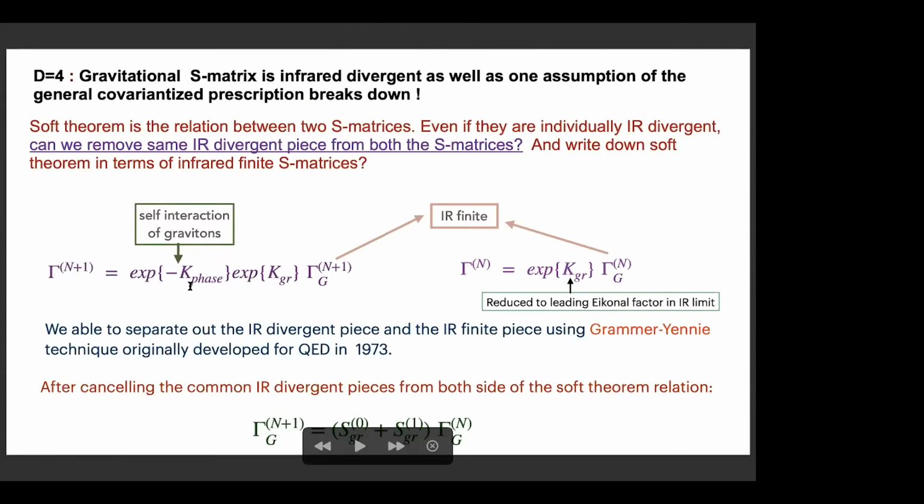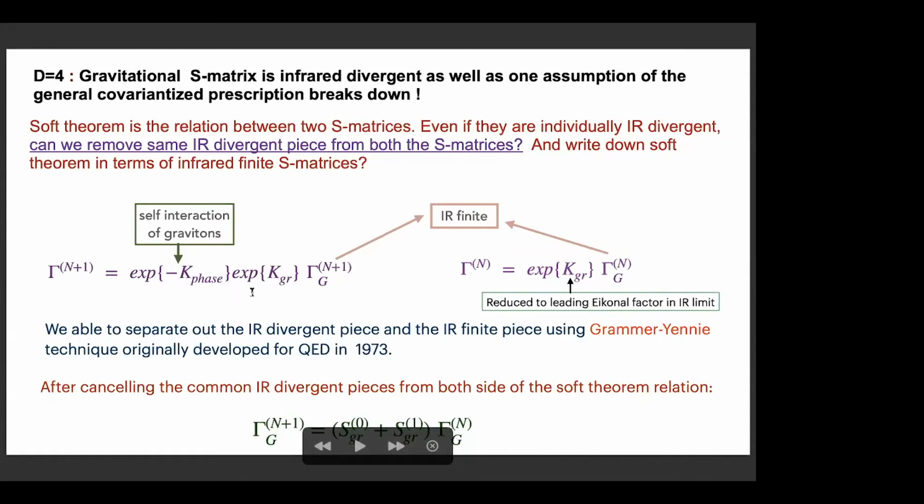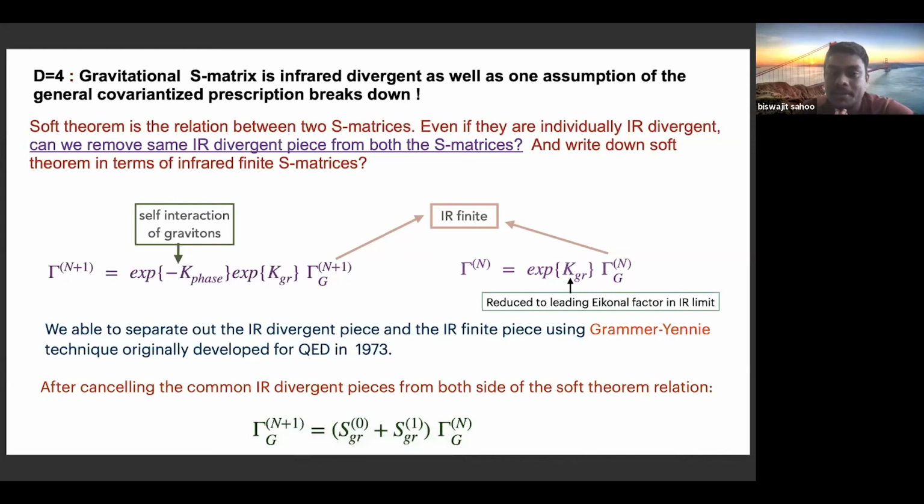But you can think this k is basically nothing but the same eikonal factor. The kgr is the eikonal factor when the virtual graviton is running between two finite energy particles, and k phase is the eikonal factor when the graviton is running between a hard particle and the soft graviton. But this k phase contains a real part and an imaginary part, right? Right. It contains both real and imaginary pieces.